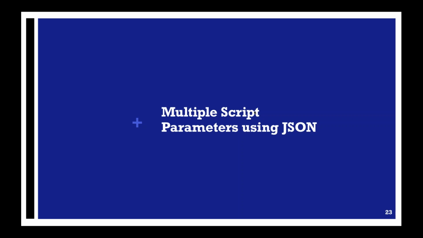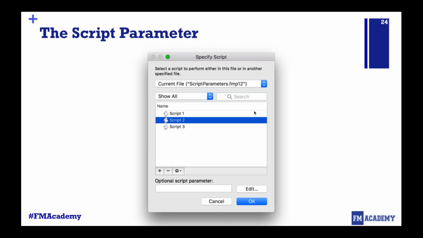So now that we've overviewed what JSON is and a quick little lesson on how we can set and get JSON elements, let's talk about script parameters. There are multiple ways to call scripts in FileMaker. You can call from the scripts menu or the manage scripts dialog, or from a menu item or a button, or within another script. For most of those ways, you can specify a script parameter down here, where it says optional script parameter.